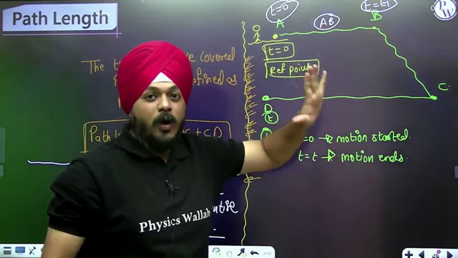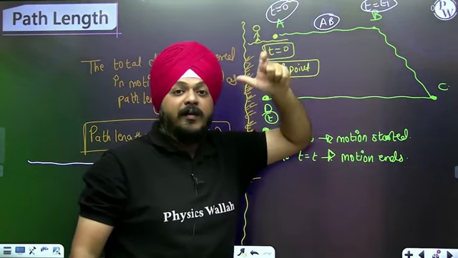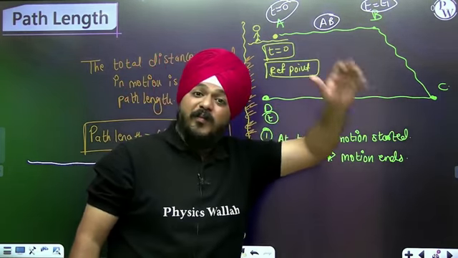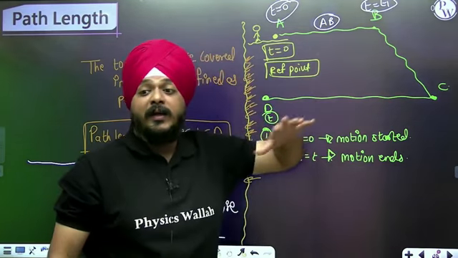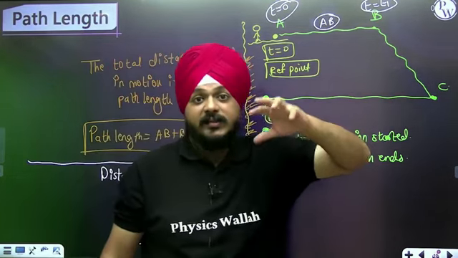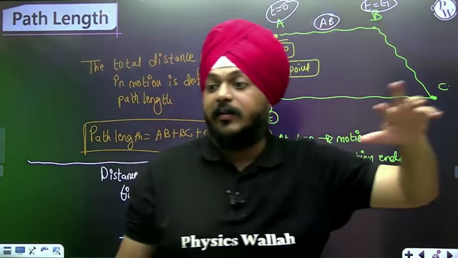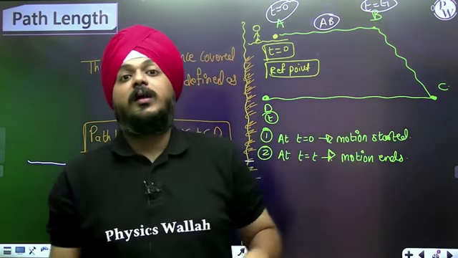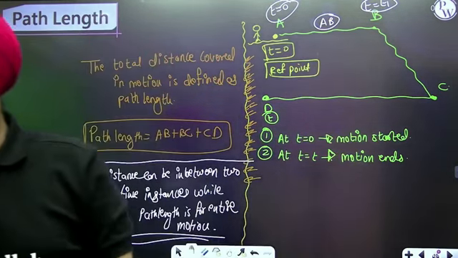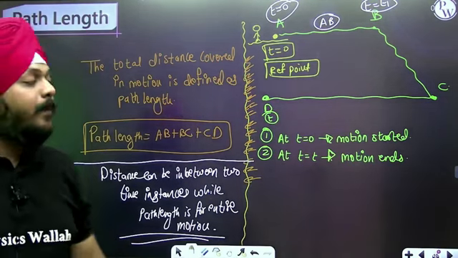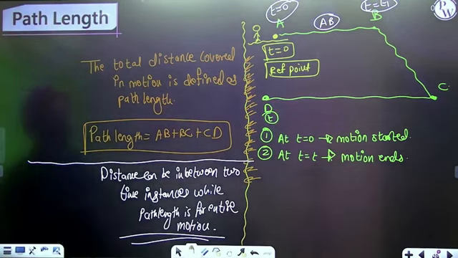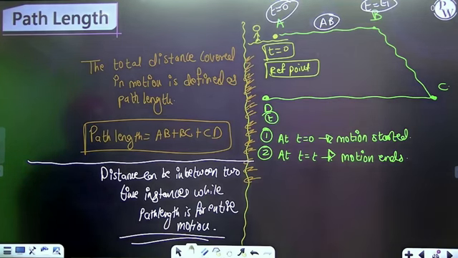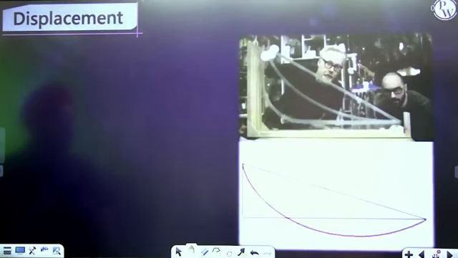And distance is specific, it can be in between the 2 time intervals, right? It can also be for the entire journey. It completely depends. So this is the actual difference between the distance and the path length. Generally, the displacement is the shortest path.